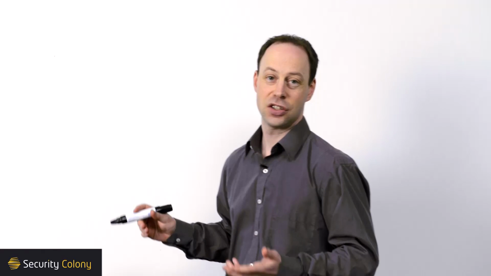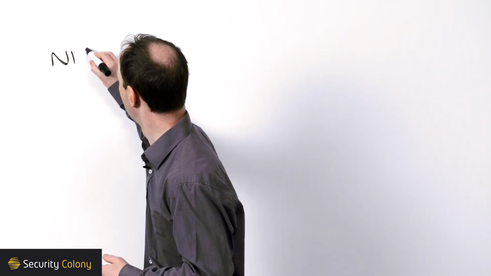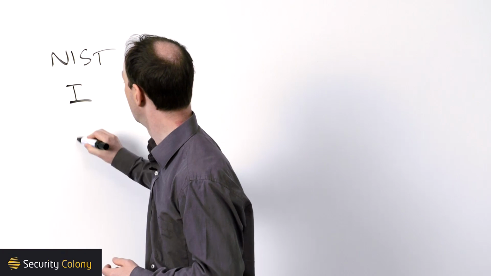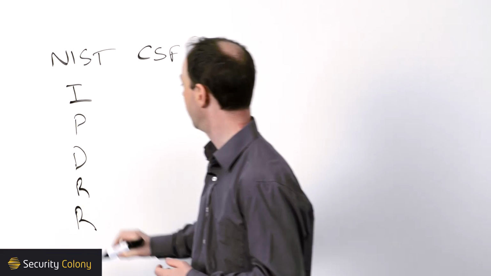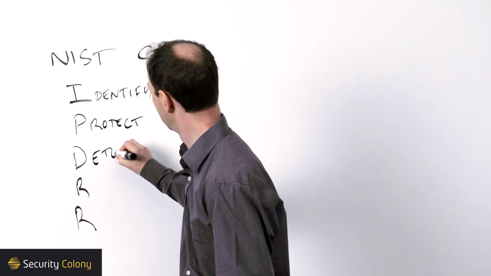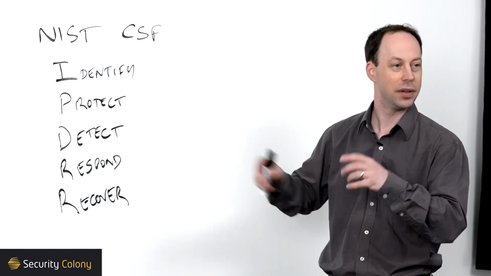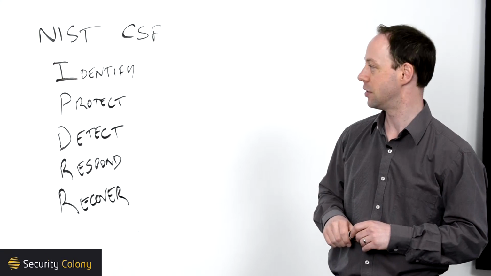The core of the NIST cybersecurity framework are the 5 domains that make it up. Now, those 5 domains are identify, protect, detect, respond, and recover. Within each of these domains, there are then a series of categories and subcategories that lay out the individual controls or elements that an organisation should implement to address each of these domains.